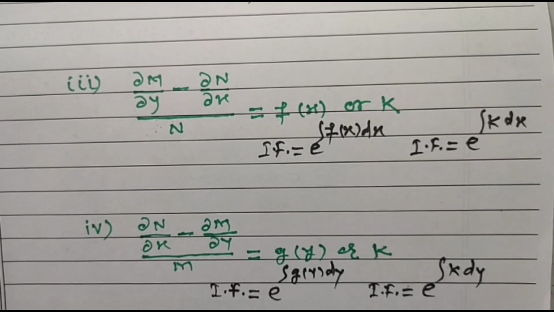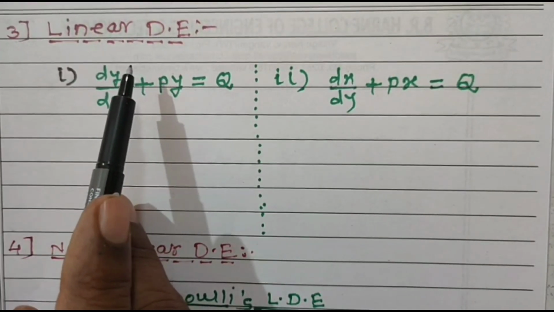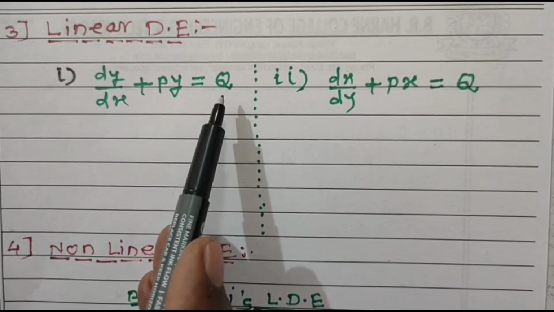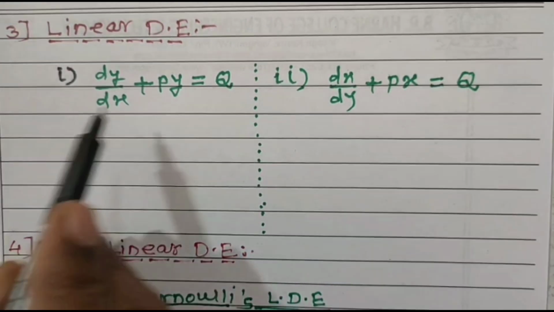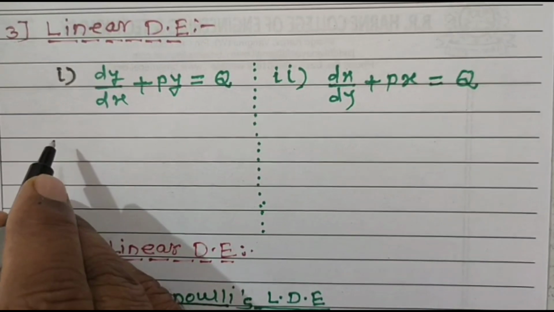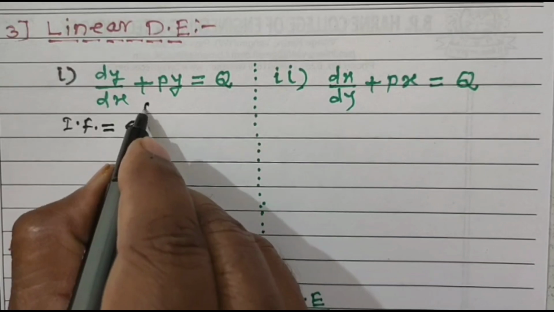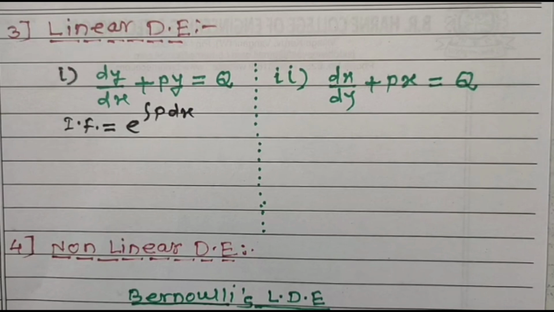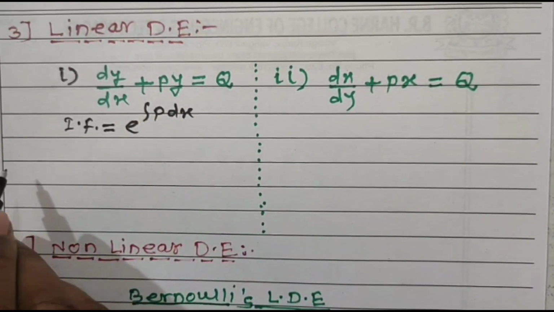Now we have to learn about the next type, linear differential equations. Two forms are there. Number one is dy by dx plus py is equal to q, and number 2 is dx by dy plus px is equal to q. In this case, the integrating factor is given by i f is equal to e to the power integral of p dx. This is the formula for the integrating factor. Okay, now using this integrating factor, we have to find out the general solution for the given differential equation.